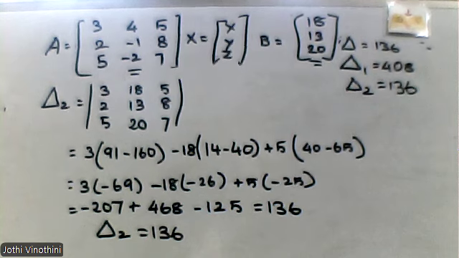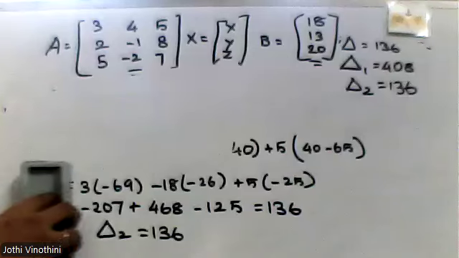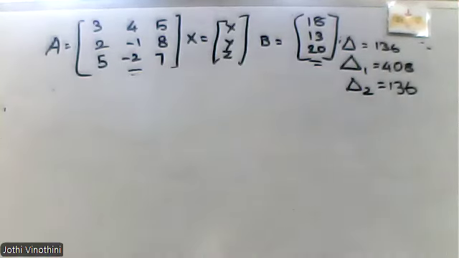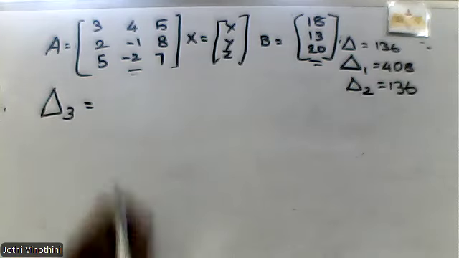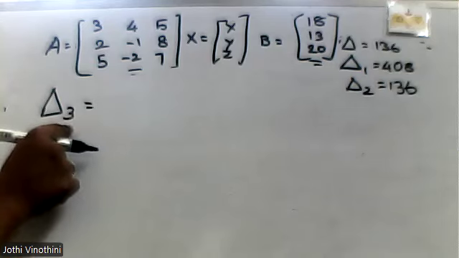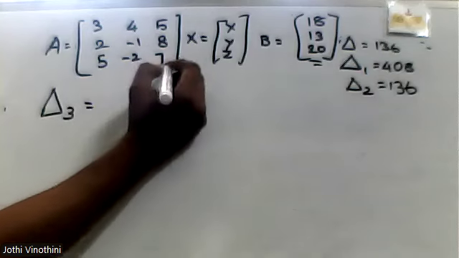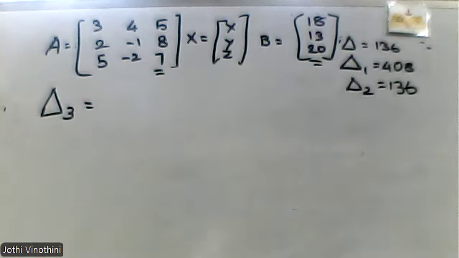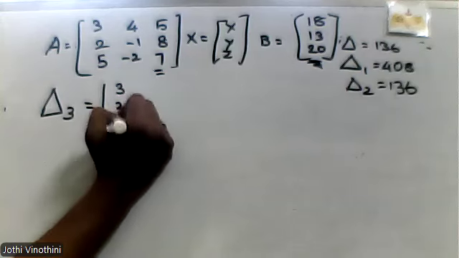Okay, I hope you all copied this one. Shall I go up? Yes. Okay. So what we have to find now? Del 3. Super. We have to find del 3. So what is del 3? We have to take the elements of matrix A, but we have to replace column 3 with the elements of B. Shall we? Yes. So it is 3, 2, 5.